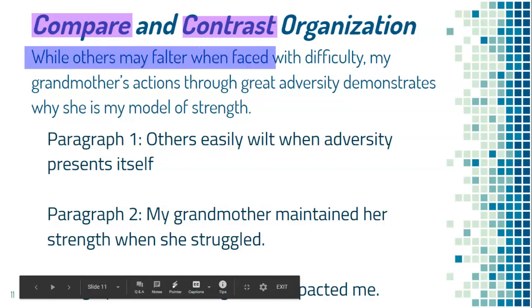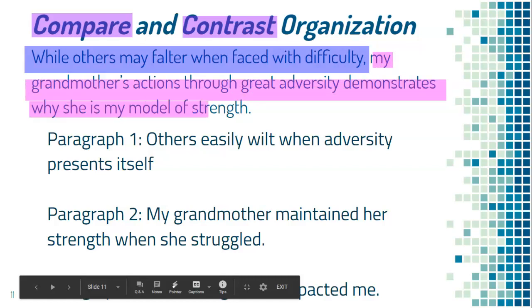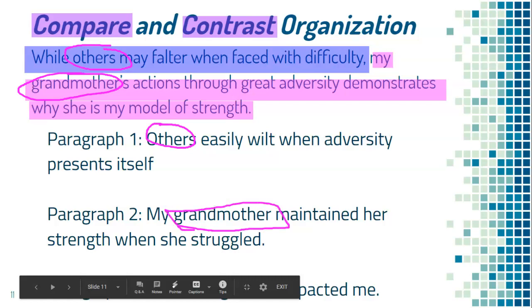While others may falter when faced with difficulty, my grandmother's actions through great adversity demonstrate why she is my model of strength. You'll notice here that I am comparing and contrasting others with my grandmother. The first paragraph is about how others might respond to difficulty. I could have examples with me, or with other people that I've seen. Then my second paragraph is my grandmother and how she maintained her own strength when she struggled.